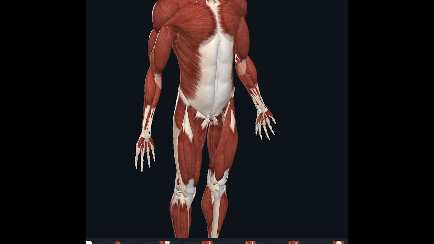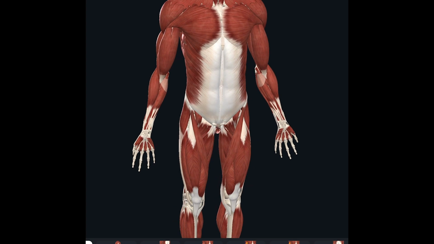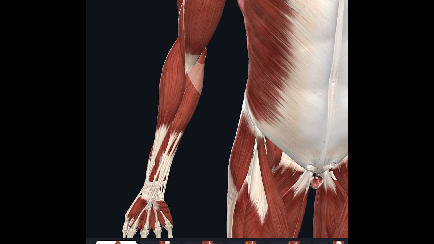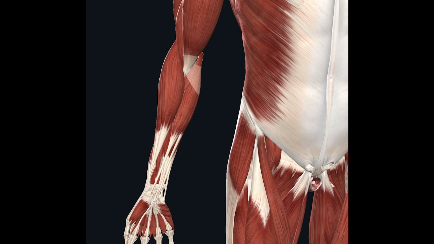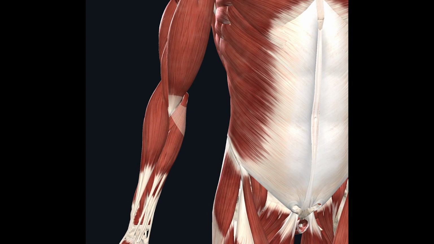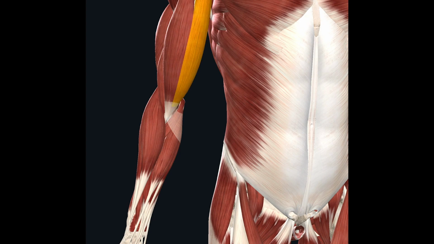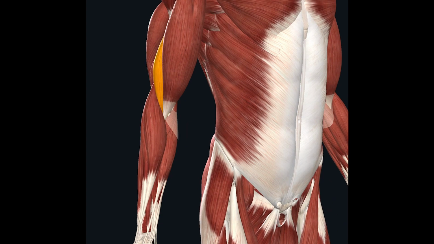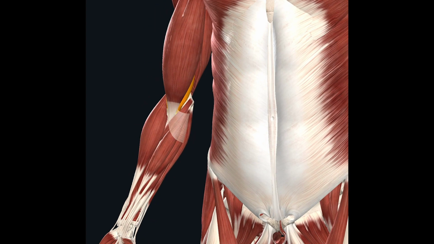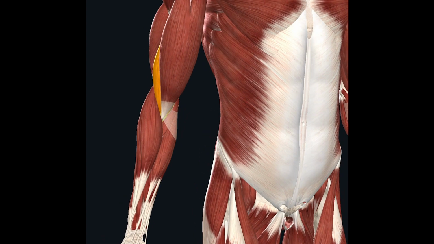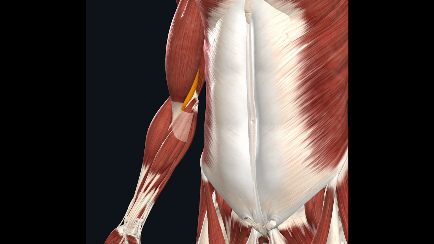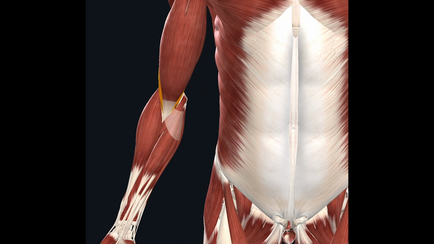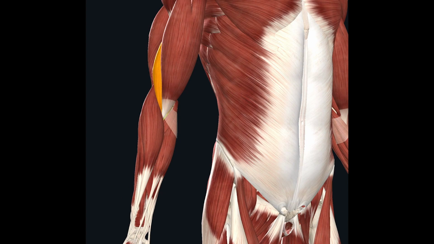So if we look at the anterior forearm with all of its muscles, you can see this is the biceps brachii, and then you can see the brachialis peeking out from underneath, more on the lateral side than the medial side. But someone who's very developed and has low body fat, you would be able to see these distinct muscle separations.